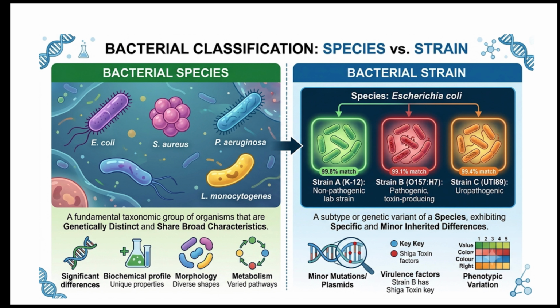Whereas in bacteria, the species concept is different, because bacteria reproduce asexually. There is no sexual reproduction for the exchange of gametes. Therefore, the biological species concept cannot be applied to bacteria. Then how do we define species in bacteria?